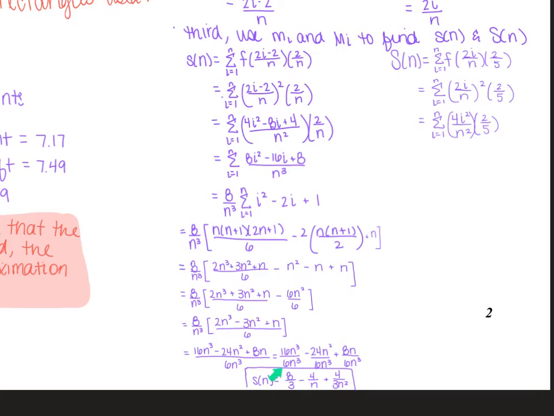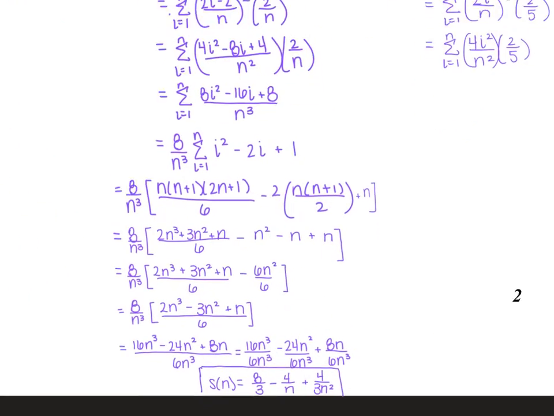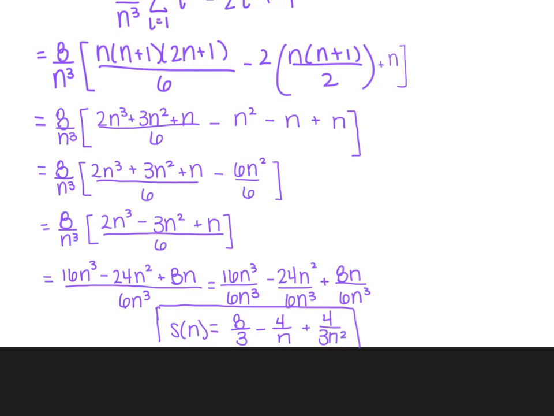You can break it up by term. You can see here how I broke it up. Put 6 over n cubed over all of my terms, and then just simplify where you can. So my solution for my lower sum looks like another function, and it should. Remember, n can be any value. So they could say, what's your lower sum when n is 2? And you could plug in 2. You can find your lower sum when n is 200, and you would plug in 200.